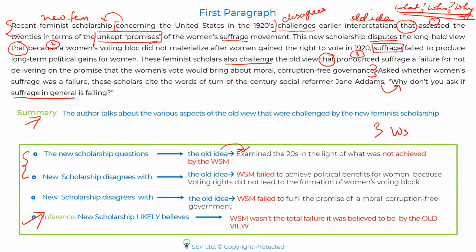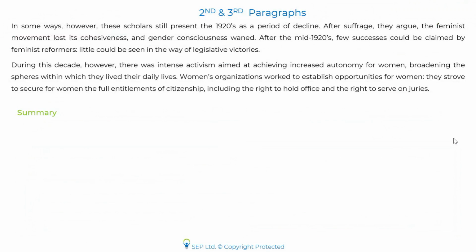All right, so let me get to the second passage. Second paragraph, here I go. The second paragraph is a very short paragraph, from here till here. Nonetheless, in some ways, however, now this however is what we call a transition word. Whenever there is a transition word, always make special note of it, because there is a shift of view there. It could be the shift in view of the author, or a shift of view of maybe a third-party opinion, anything. So you note this: in some ways, however, these scholars still present the 1920s as a period of decline.